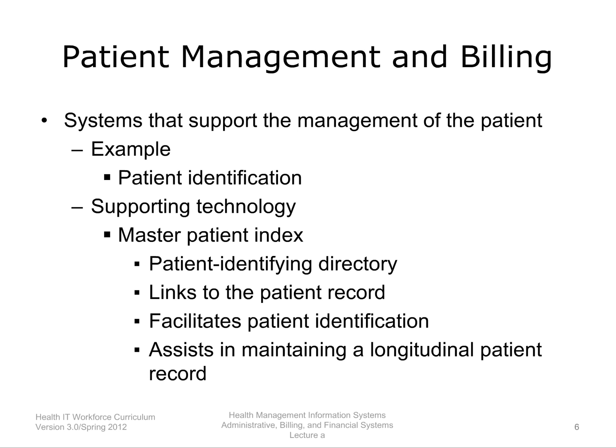Slide 6. Patient management and billing systems are systems that support the management of the patient. An example would be the patient identification functionality and the supporting technology, a Master Patient Index. AHIMA, 2012, defines a Master Patient Index as, quote, a patient identifying directory referencing all patients related to an organization and which also serves as a link to the patient record or information, facilitates patient identification, and assists in maintaining a longitudinal patient record from birth to death. End quote. Page 210. Lecture 9B will discuss the Master Patient Index in more detail.